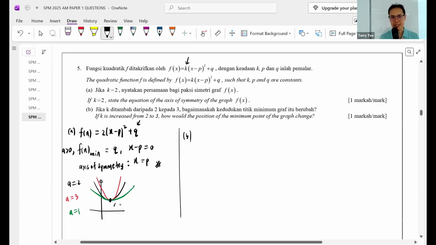Minimum point remains the same. What is it? (p, q). It doesn't change. So what can we say about the position of the minimum point? We say it remains unchanged. Tidak berubah. Okay, all right, that's it, unchanged.